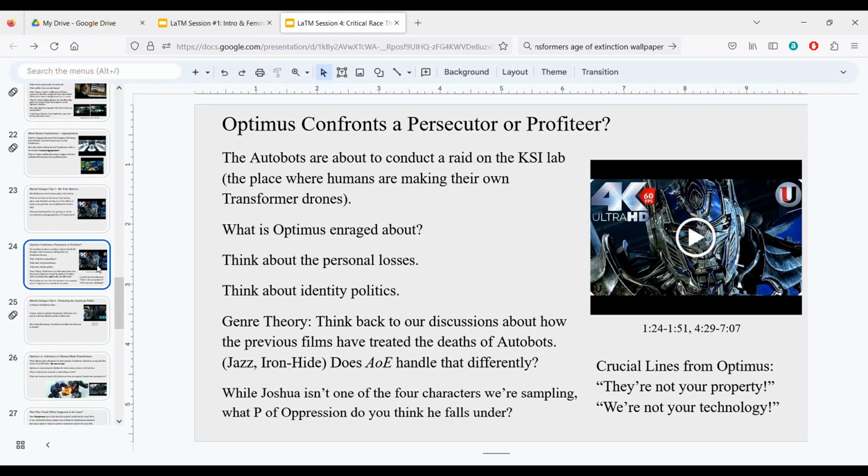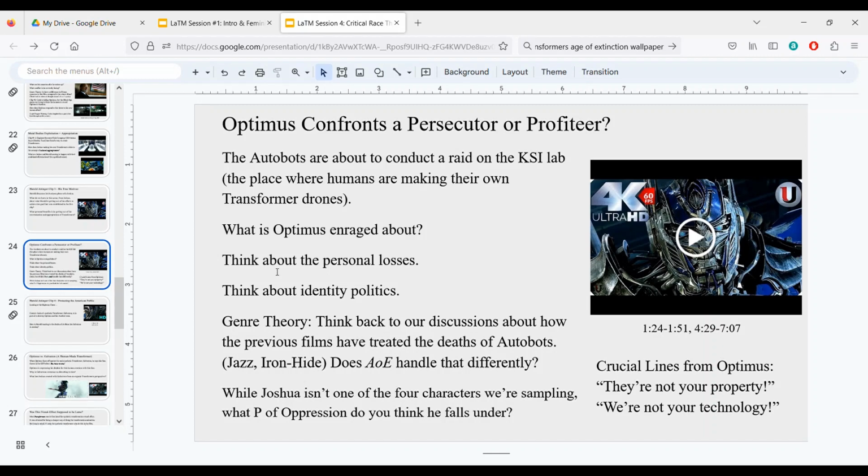That's fair. And then when Optimus confronts his persecutors, or is he confronting his profiteer? The Autobots are about to conduct a raid on the KSI lab, the place where they're making the Transformer drones. So just as a reminder to people, they're killing all of the organic Transformers, the ones from space, the Autobots, the Decepticons, and then harnessing their bodies to make that Transformium stuff so they can make their own Transformer drones, essentially, that they control.